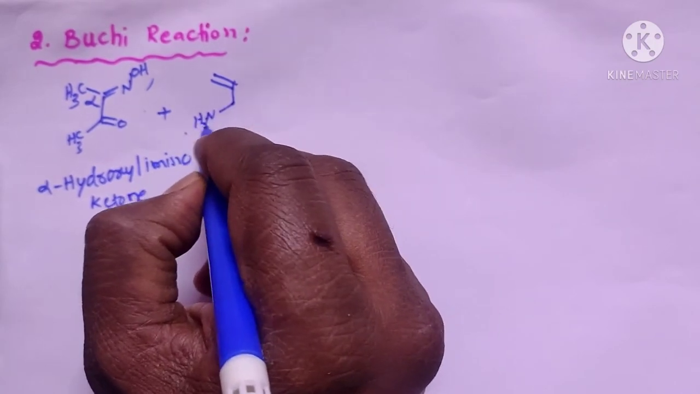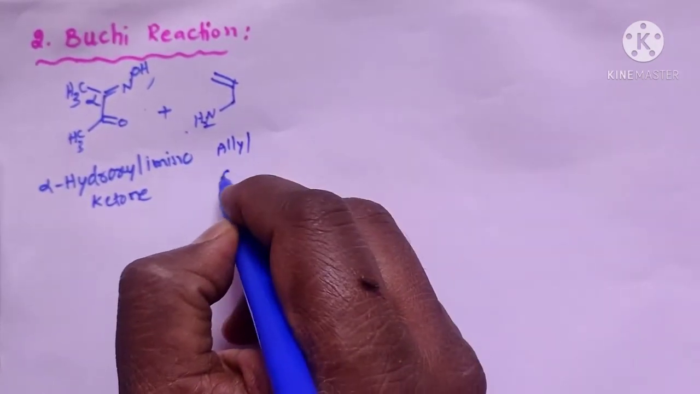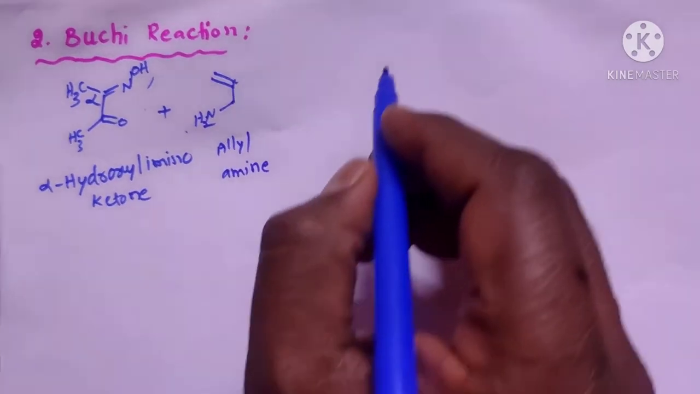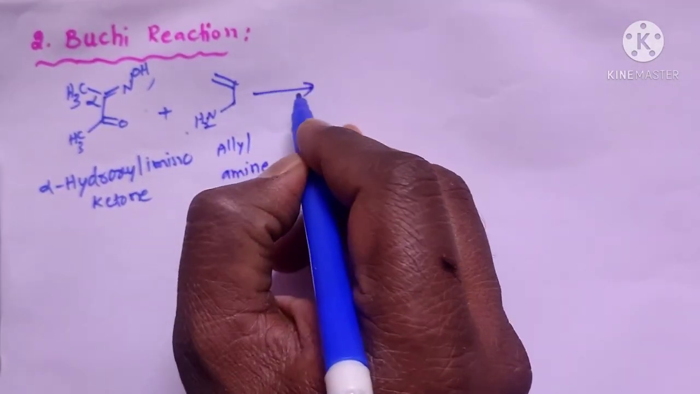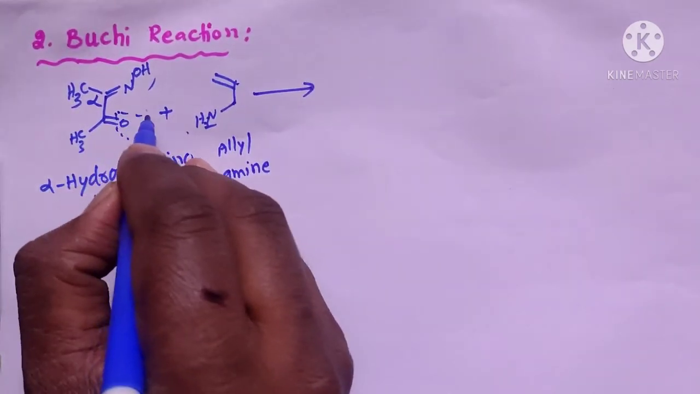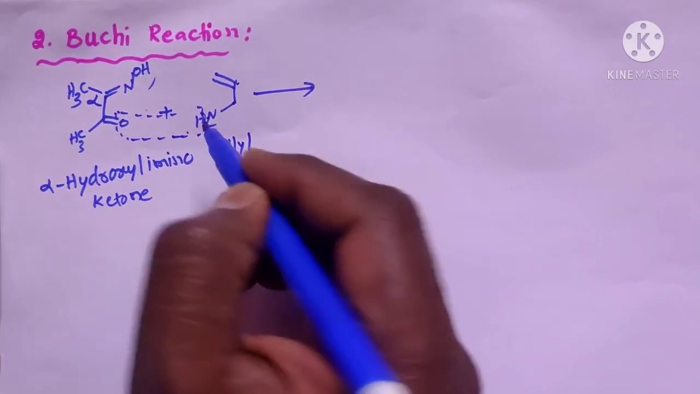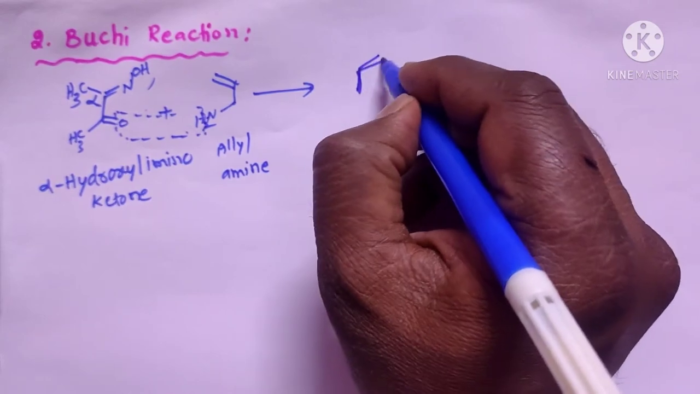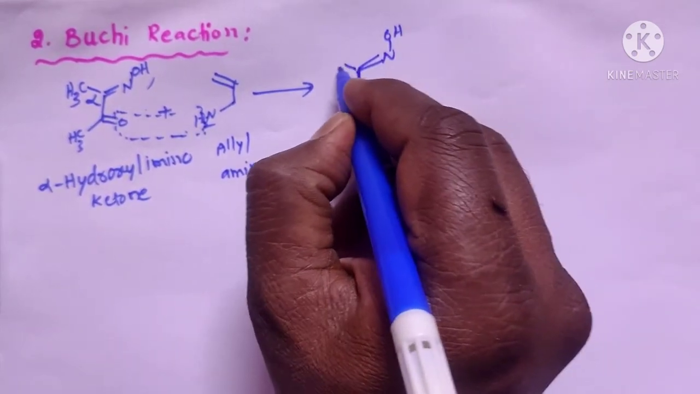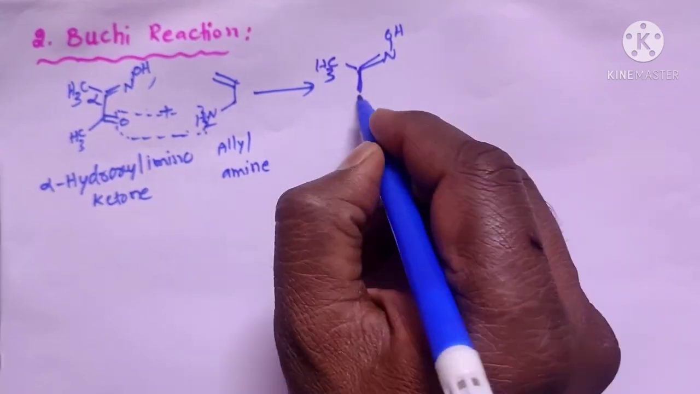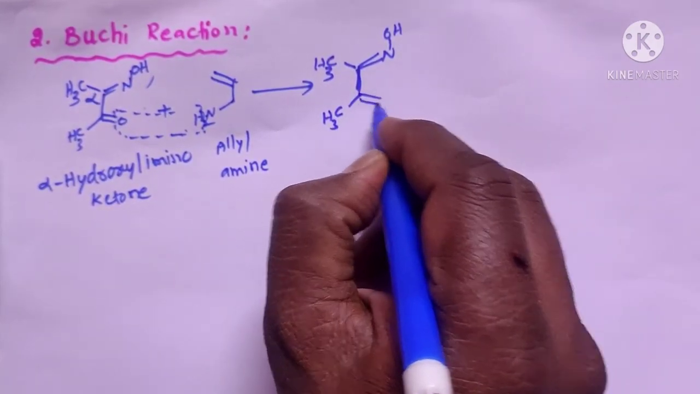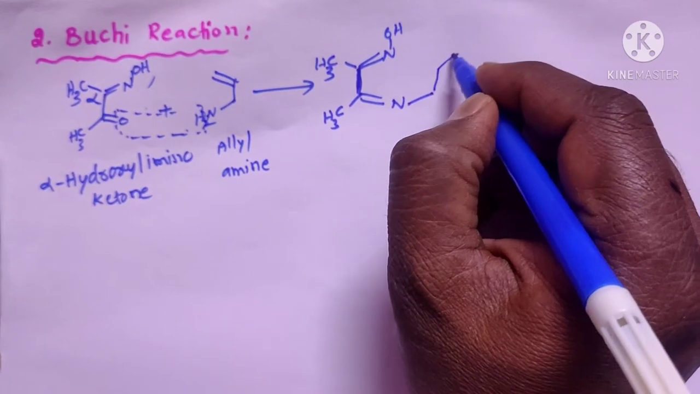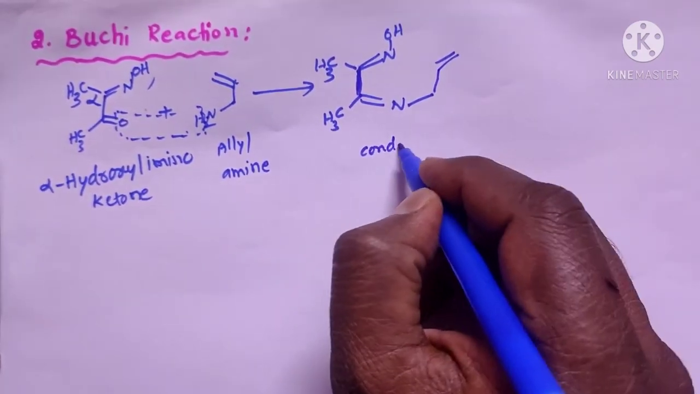So look at this, this is allyl amine. When we allow these two to react with each other, what happens? First of all, we get a condensed product. So this is the condensed product.